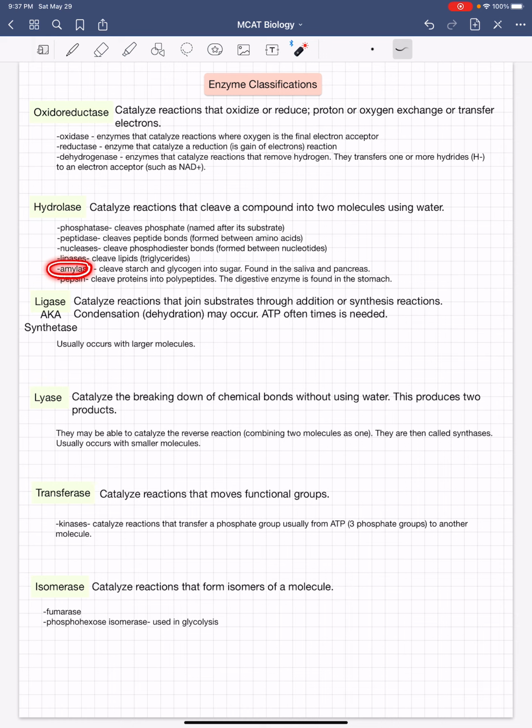glycogen into sugar found in the saliva and pancreas, pepsin, which cleaves proteins into polypeptides. This digestive enzyme is found in the stomach, and so this enzyme can look similar to this.